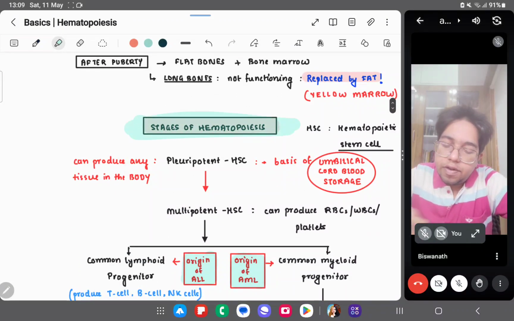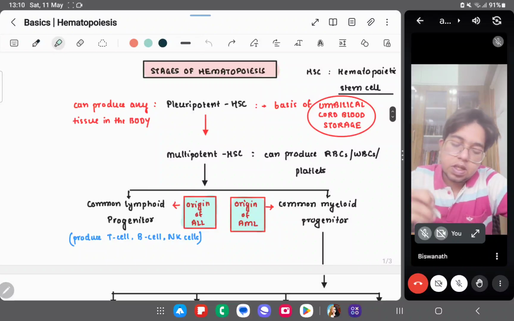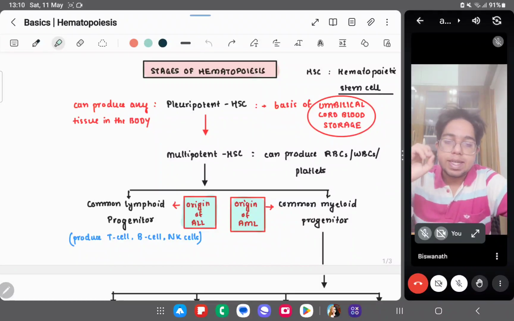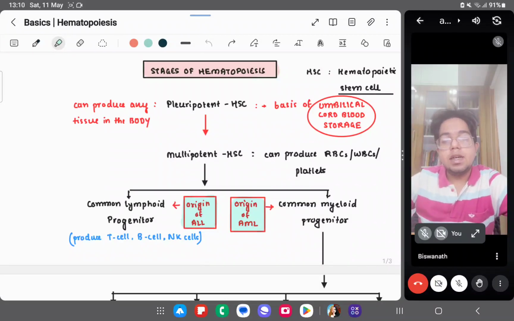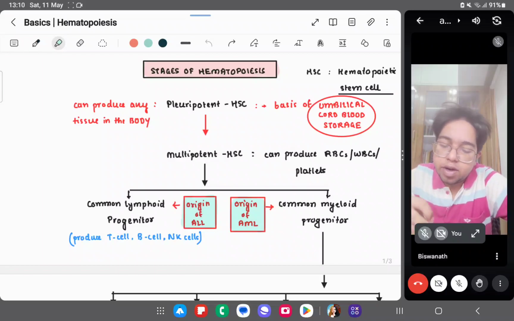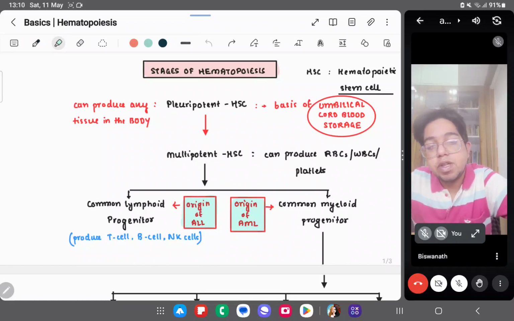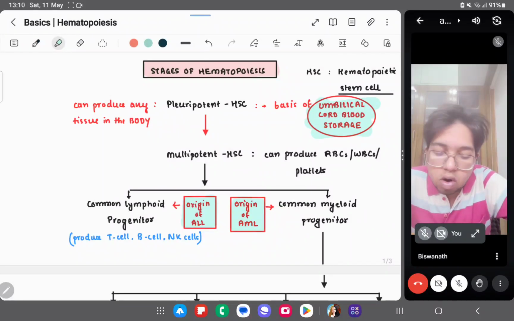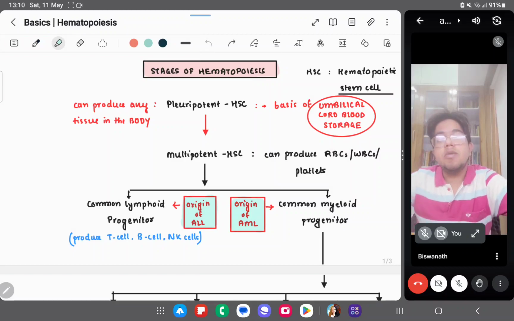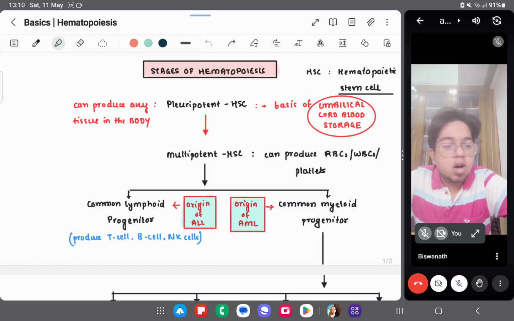We're going to look at the stages of hematopoiesis. First we have a pluripotent hematopoietic stem cell, PHSC, that produces all the cells of our body. Pluripotent means it has the probability of producing all the cells. Basics of umbilical cord blood storage: you might have seen people planning for umbilical cord blood storage, which is preserved for many disorders you might get in future. So umbilical blood storage is nowadays very popular.